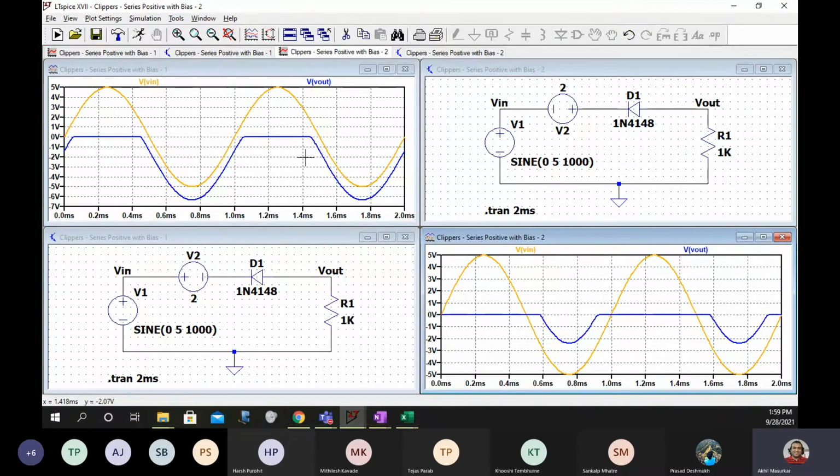Now you will draw this circuit. I will give you 10 minutes to draw this. Take 10 minutes and draw this.